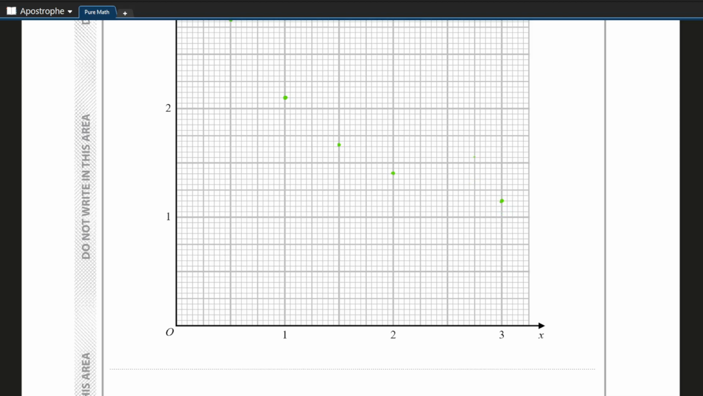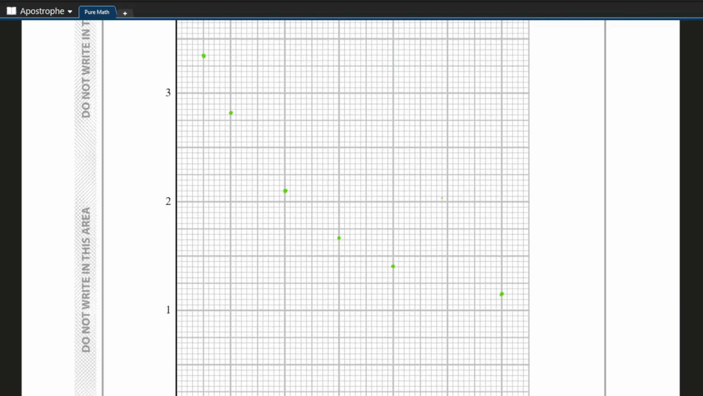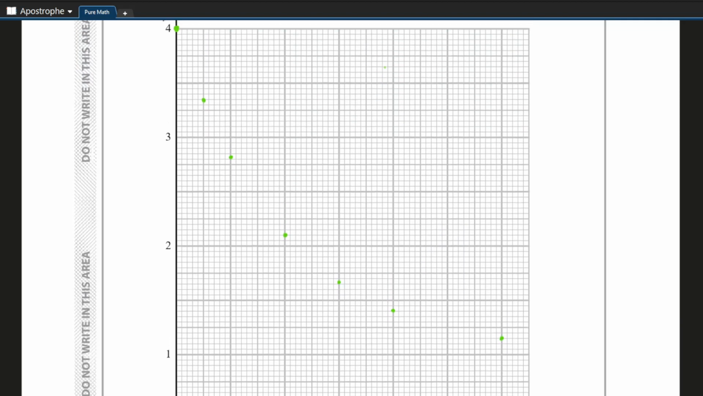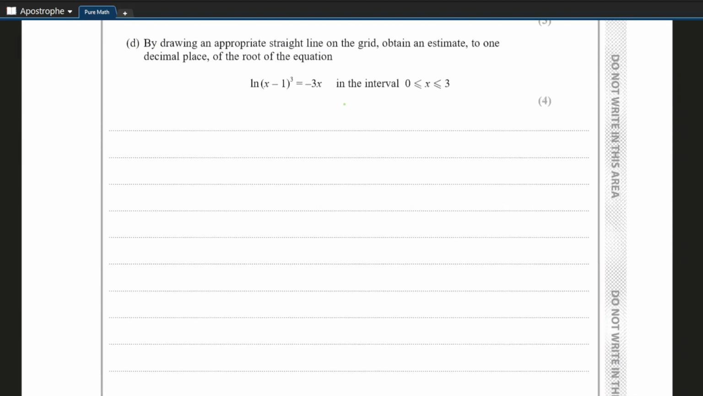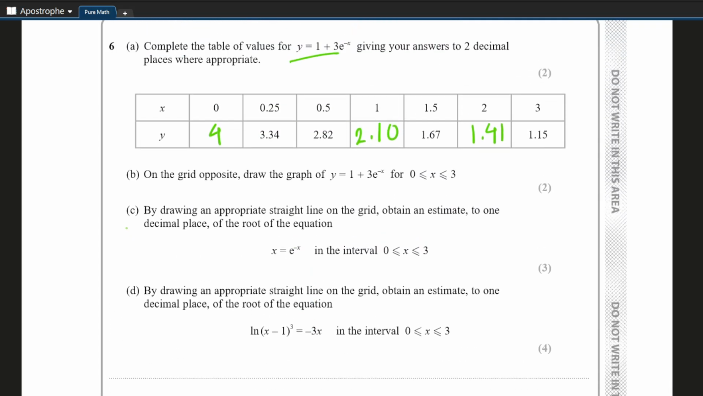So now we just have to draw a smooth curve. You should draw it by hand, but it's gonna be a bit hard for me. Okay, it should look something like this. So we're done with the plotting. So question B is done.